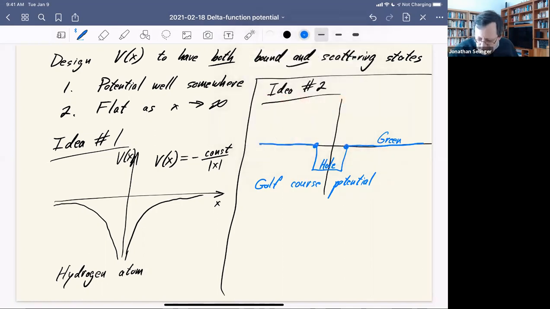There is a real word for this, by the way. It is called the finite square well.